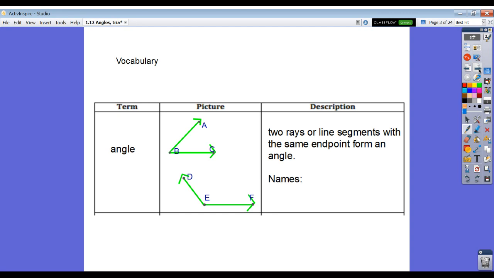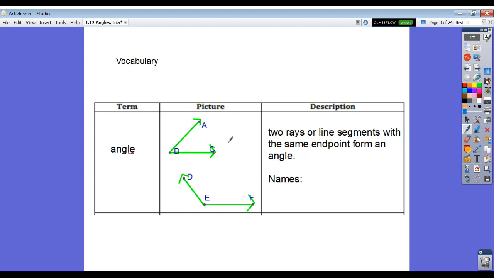Everybody say that, angle. Say it 4 times fast. Angle, angle, angle, angle. Notice that it's spelled with the L-E, not an E-L. It's not an angel. It's an angle. So always be careful when you're asked to spell that word. So we have an angle when 2 rays or line segments with the same endpoint form an angle.